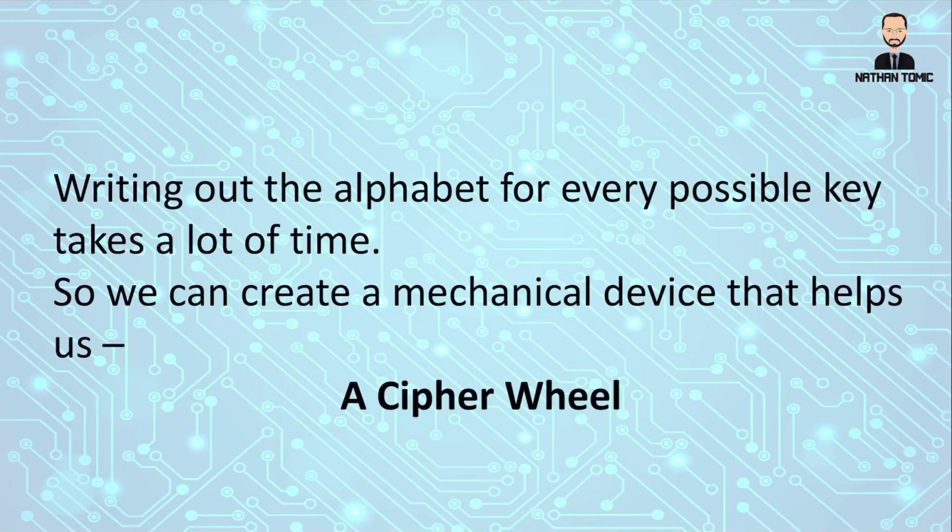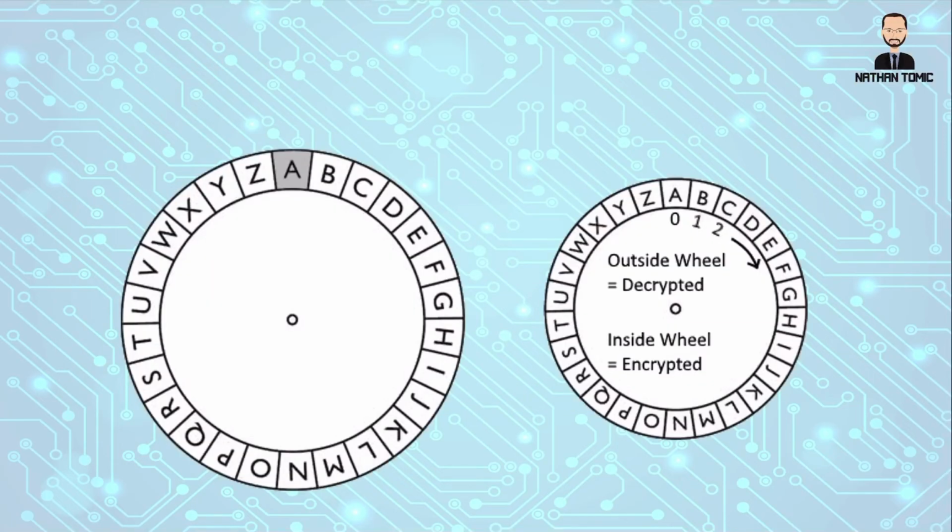Now, writing out the alphabet for every possible key takes a lot of time. So we can create a mechanical device that helps us, and we call this device a cipher wheel. So here we have the 2 parts of the cipher wheel, and if you haven't already done so, you can collect these from your teacher or print some out for yourself, and you can make your own cipher wheel.